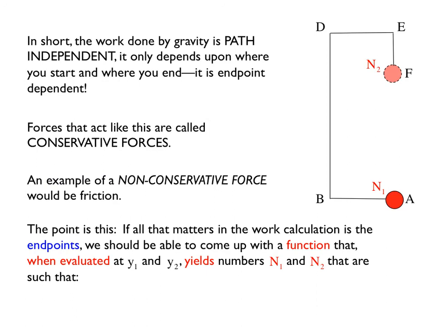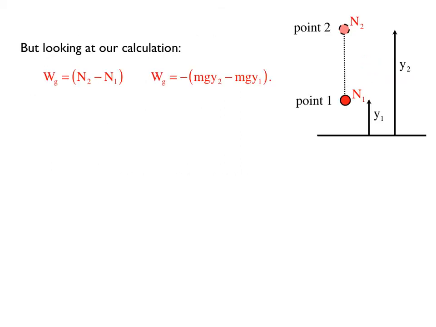But getting back to gravity and conservative forces, if all that matters is where you start and where you end, we should be able to come up with some kind of function that defines a number that we can attach to the initial point and a number that we can attach to the final point that has the characteristic of being such that when you take the difference between the two, it tells you how much work that conservative force, in this case gravity, actually did. What's cool is that having already done the work calculation, we have a function that will do that.